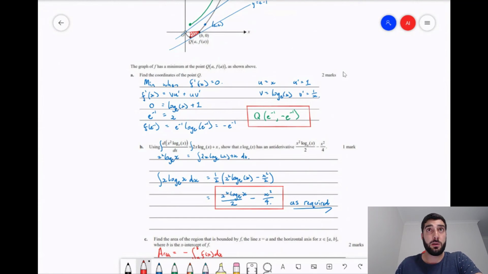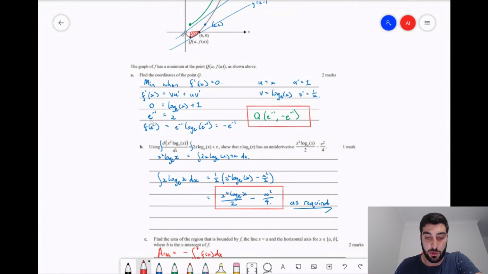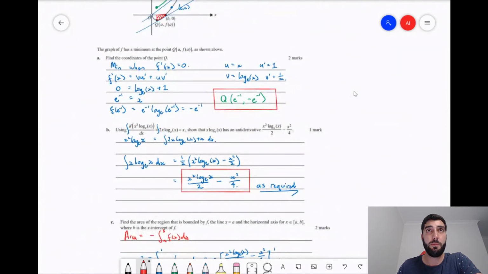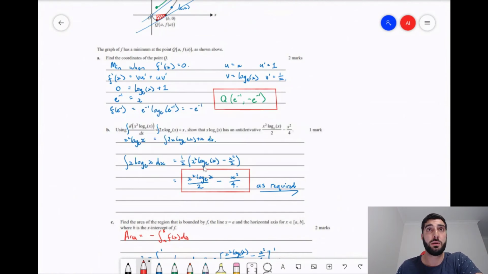Mostly answered pretty well. We have 59% getting full marks, nice easy marks. Most common errors were incorrectly finding the derivative or the evaluation, subbing it in at that point there, but generally pretty good. Part B, we've got 36% getting it right, which is relatively good.